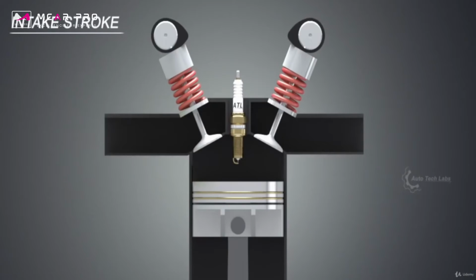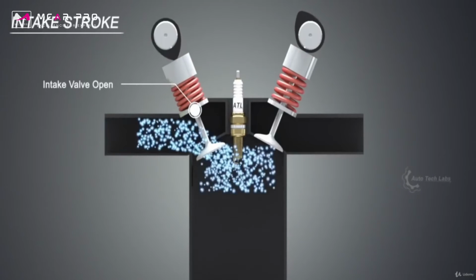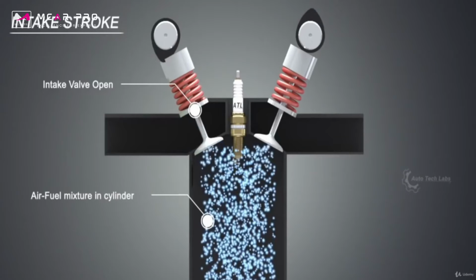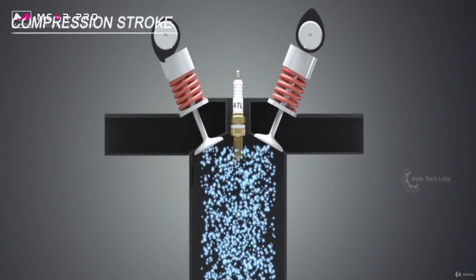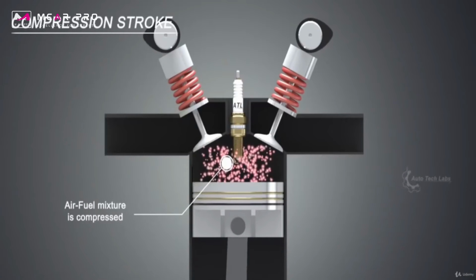Intake stroke. The inlet valve opens and the downward movement of the piston creates a suction. This pulls the air-fuel mixture into the cylinder. Once the air-fuel mixture is in the cylinder, the compression stroke begins, compressing the mixture. At this time both inlet and outlet valves stay closed.